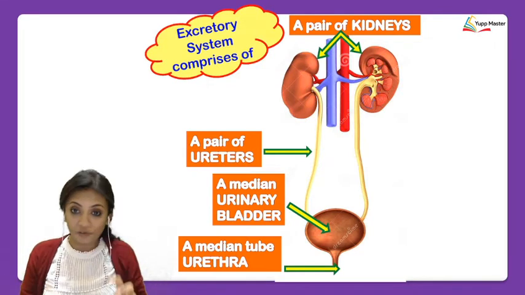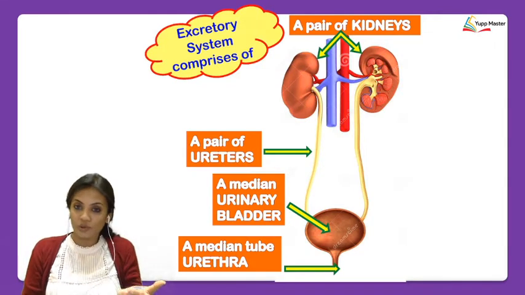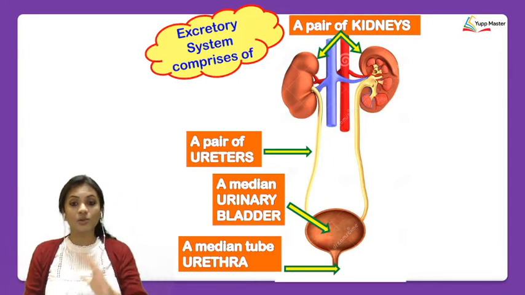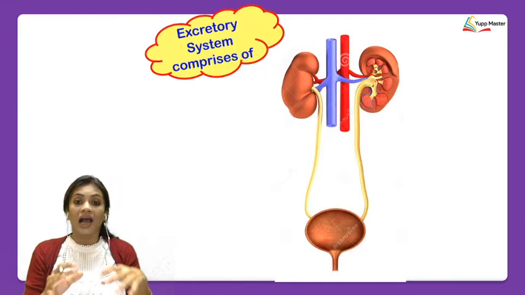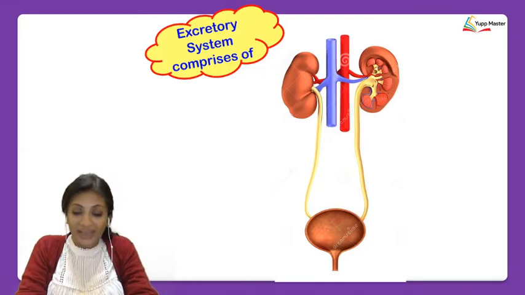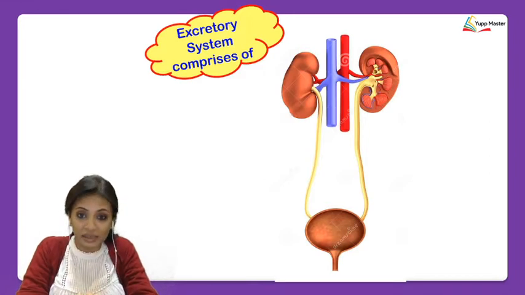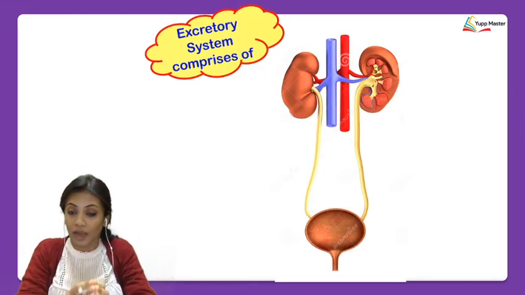There is a pair of kidneys, which means there is going to be one left kidney and one right kidney. Now when I am talking about these kidneys here, how do I label which kidney is the left kidney and which kidney is the right kidney? How am I going to label that? Well, how do we do this?